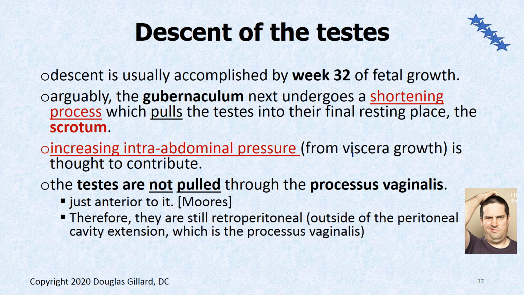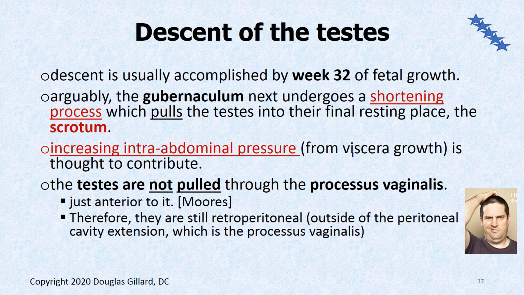So descent of the testes, about week 30, it's usually done by week 32 of fetal growth. And it's controversial how this works, but arguably the gubernaculum undergoes a shortening and pulls the testes down to the final resting place in the scrotum. The increasing intra-abdominal pressure, because the organs are growing and the intestines are getting bigger, helps push the testes down there.